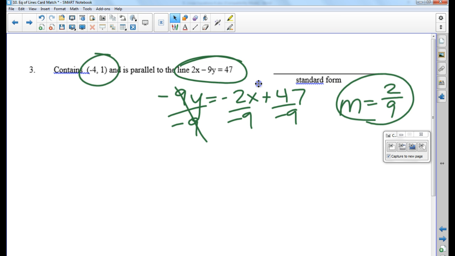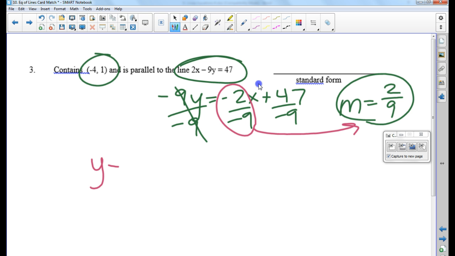Josh? Why do you go from negative to positive? Negative divided by a negative. Negative divided by a negative is a positive. All right, here we go. Point, slope. Y minus.